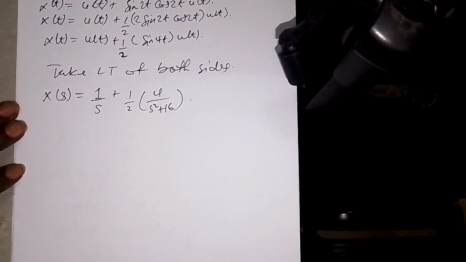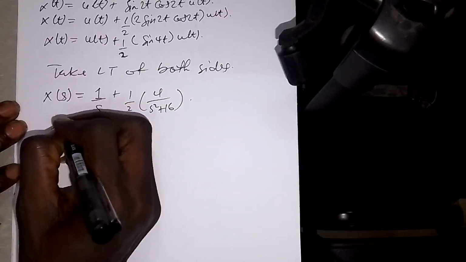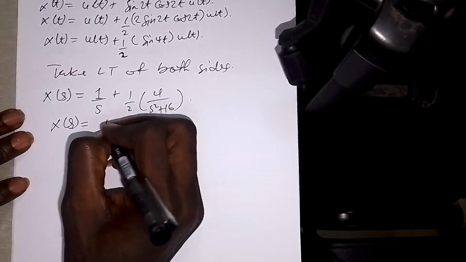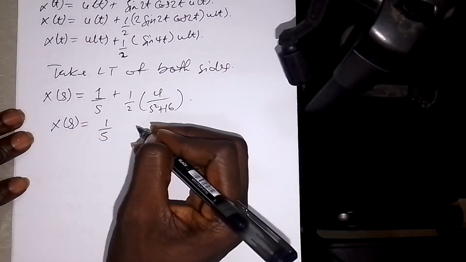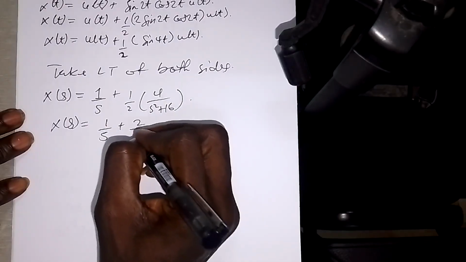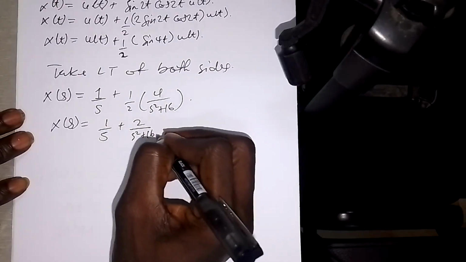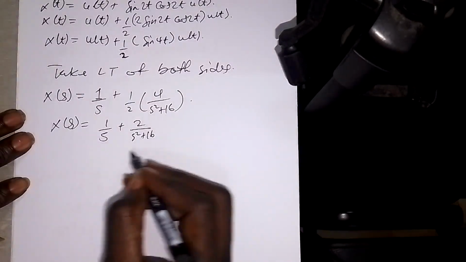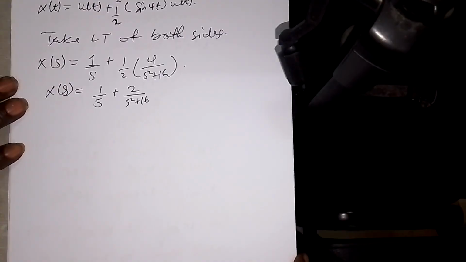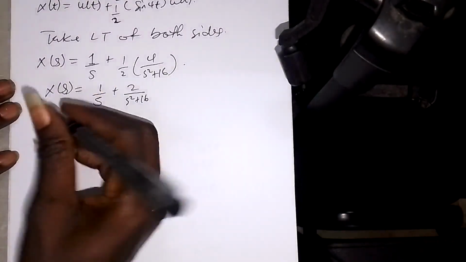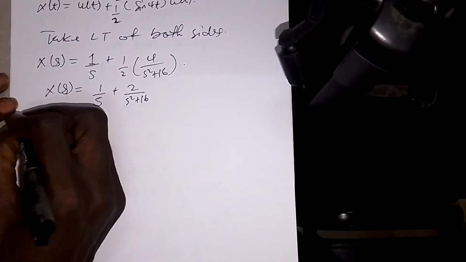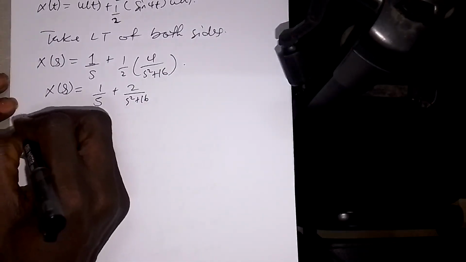So I think if we have this one, we are done. So X of s is equal to 1 over s plus 2 over s squared plus 16. You can simplify further, but here we are done. That's the Laplace transform. If you want, you can also simplify further, that's okay. So now let's go to number 5. IV done, V. Let's go to V.